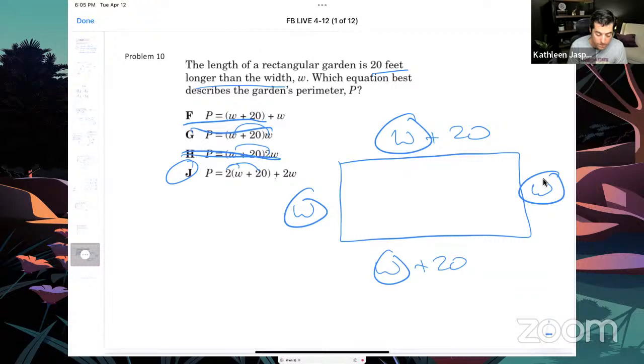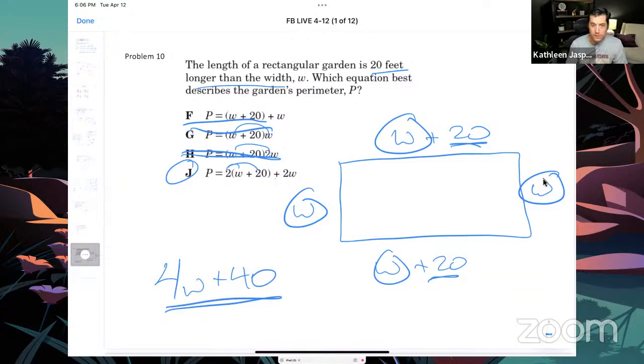Okay. So now I have 4 W's, right? Because W plus W plus W plus W equals 4 times W. That's why I did 4 times W, right? 4 times W is W, W, W, W. That's what all that is. And then the only thing that's left are my 20s. I've got 20 here and 20 here. What happens when you put 2 20s together? You get 40. That's the perimeter of this problem. And then all you're doing in the answer choices is just working them out until you get this answer here. So I hope that helps. I hope that answers your question.